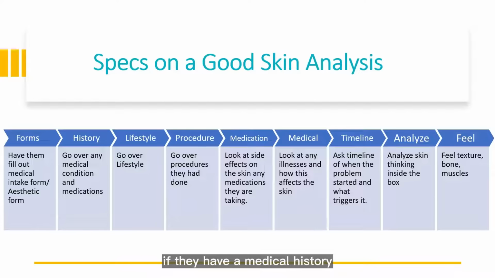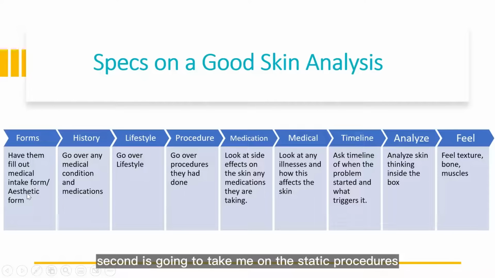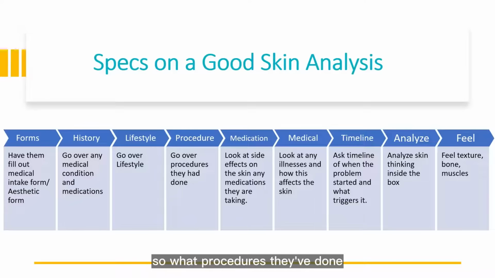If they have a medical history, any condition, then, you know, we're not doctors, you can go on Google and you can see effects of lupus on the skin, and it's going to tell you hypersensitivity to the sun because of the medications that they're taking. That's just an example. Second is going to take me to the aesthetic procedures, if they've done any type of procedures. So what procedures they've done, because this affects also the skin.